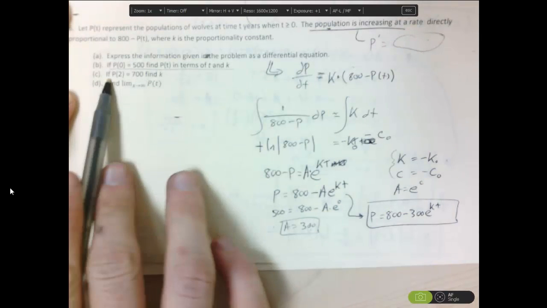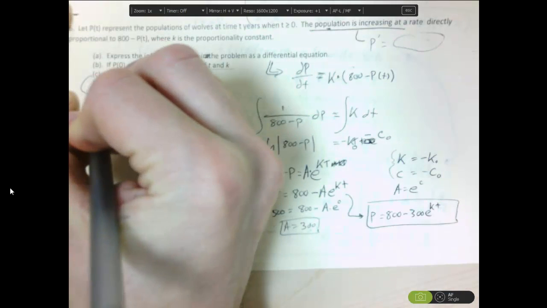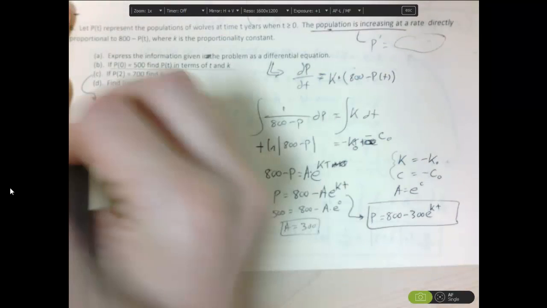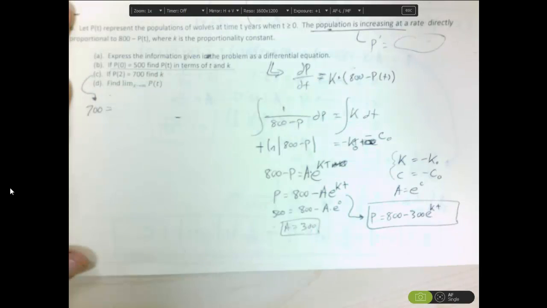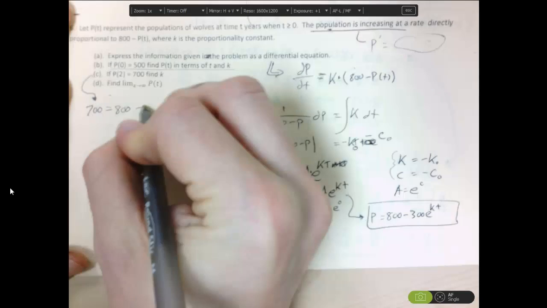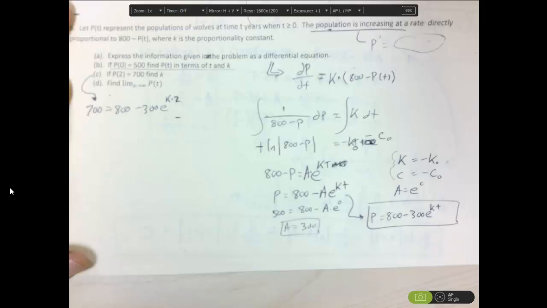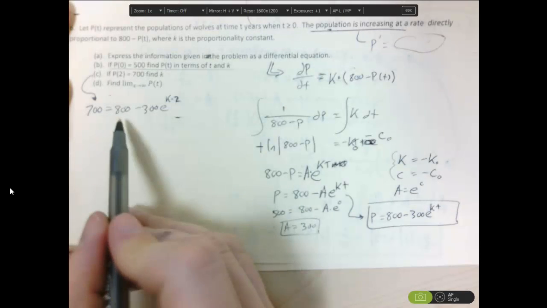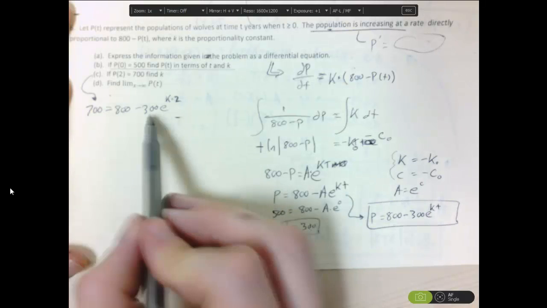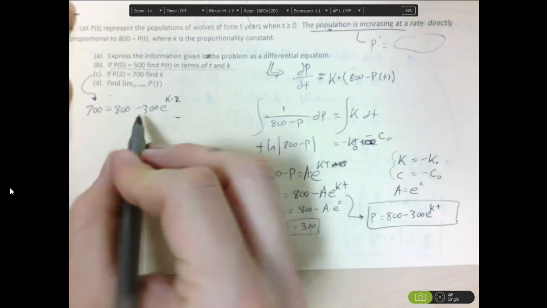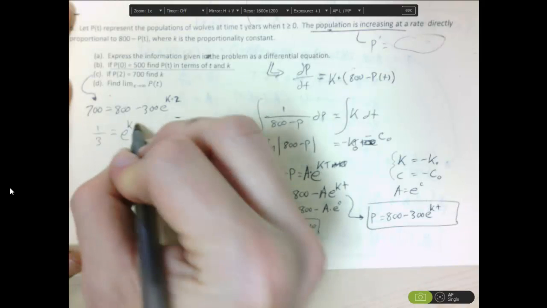Part C gives us another data point that we can use to evaluate for k. So I'm going to start part C right here. So my population is 700 when time equals 2. So I'll write 700 equals 800 minus 300 times e to the k times 2, because t is 2. I'll subtract 800 from both sides, so that gives me a negative 100 over here. I'll divide by negative 300 on both sides. So that's going to give me a 1/3 equals e to the 2k.